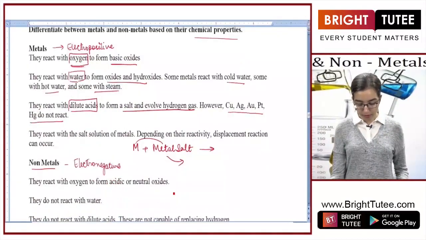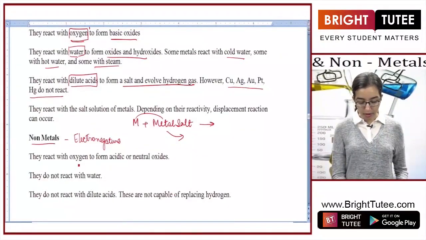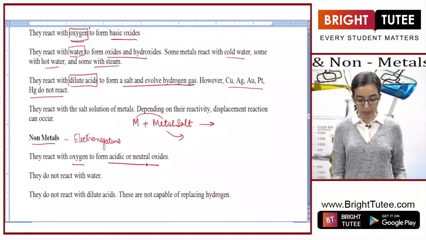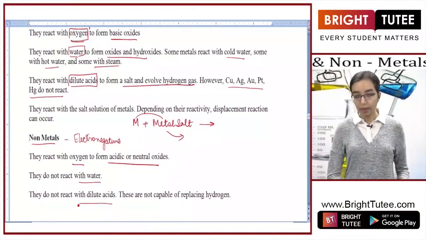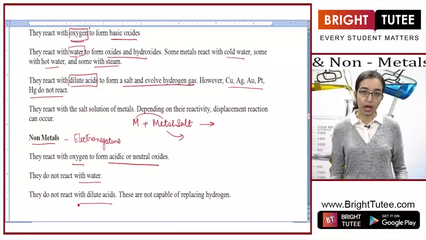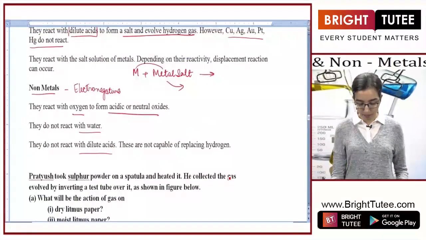Now the similar properties for non-metals are that they react with oxygen to form acidic or neutral oxides. So here we had basic oxides, where we have acidic or neutral oxides. They do not react with water and they do not react with acids. They are not capable of replacing hydrogen. So these are the differences between metals and non-metals in terms of their chemical properties.